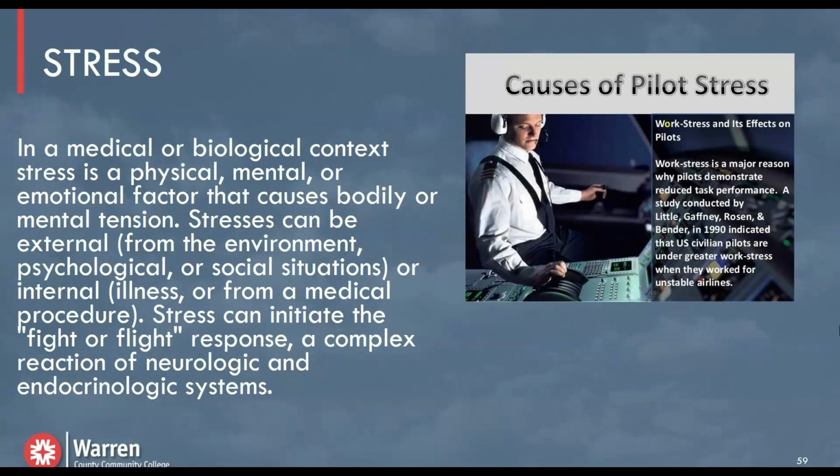Stress, medical or biological context. Stress is a physical, mental, or emotional factor that causes bodily or mental tension. Stresses can be external. They can come from the environment or social situations, your job, your family, or it can come from an internal source, an illness or a medical procedure. Stress can initiate the fight or flight response, a complex reaction of neurological and endocrinological symptoms. So keep these in mind. Understand that you have stress.